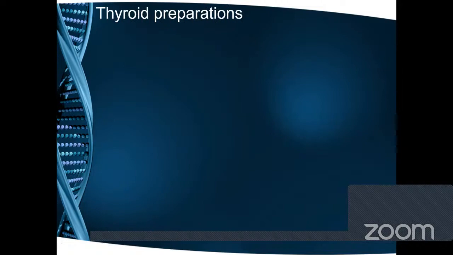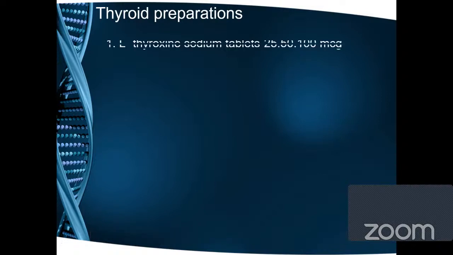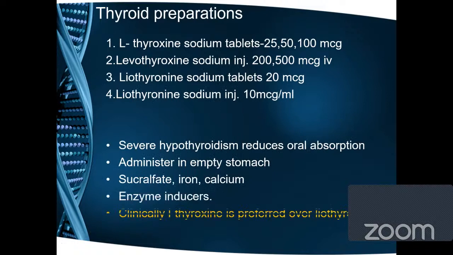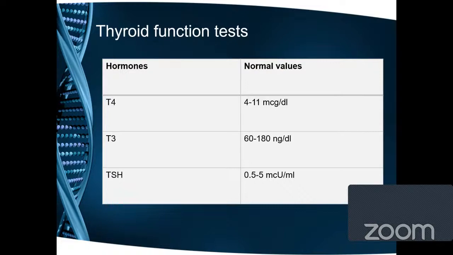Now, about the thyroid preparations. Yes, this is about the thyroid function test, hormones and their normal values. You must know the normal plasma levels of T4, T3 and TSH. Whenever you have any report of a thyroid function test, you should be able to study that report based on those values. T4 is 4 to 11 microgram, T3 is 60 to 180 nanogram, and for TSH it is 0.5 to 5 microunits per ml. TSH you should check specifically. It should be maintained in this particular range.